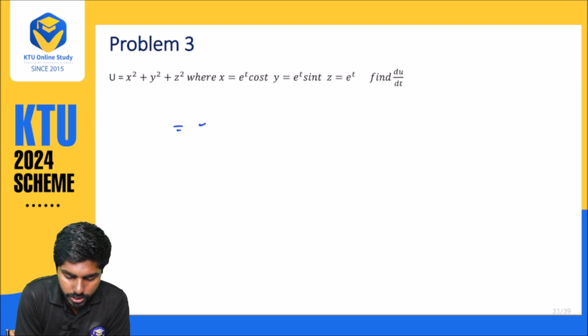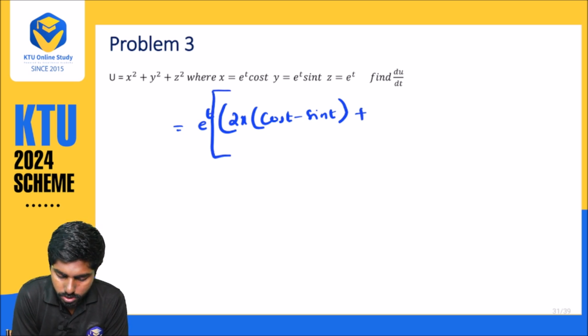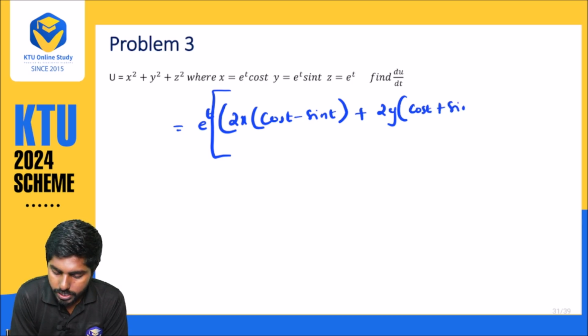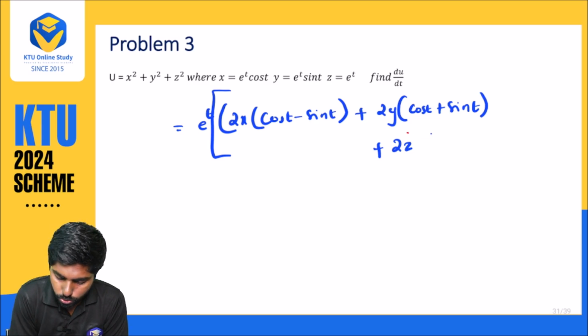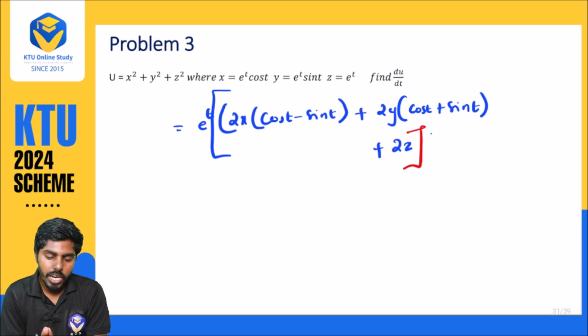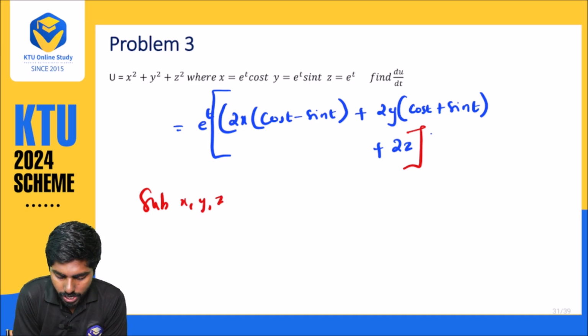So everywhere, common is nothing but e power of t. So we will be getting e power of t into 2x into cos t minus sin t plus 2y into cos t plus sin t plus, what is left out? That is nothing but 2z. So now just substitute the values of x, y, z.